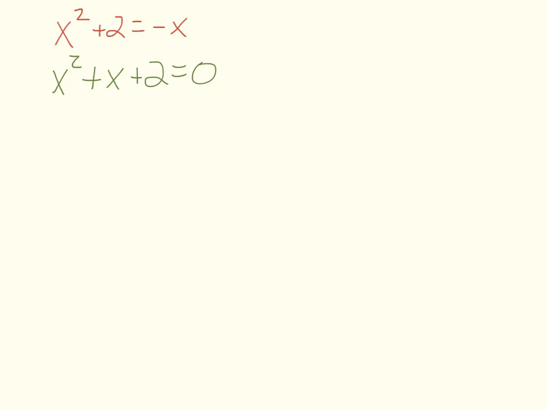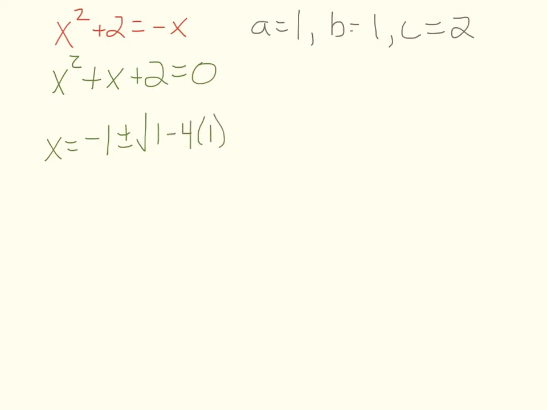So again, I'm going to write those down so I know what I'm looking at. A is 1, B is 1, and C is 2. And now I'm just going to plug it into the quadratic formula. We've got x equals negative b, so negative 1, plus or minus the square root of b squared, so 1 squared is 1, minus 4 times a, which is 1, times c, which is 2, all of that inside the square root, and all over 2 times a, so 2 times 1.